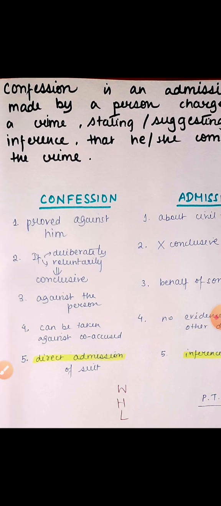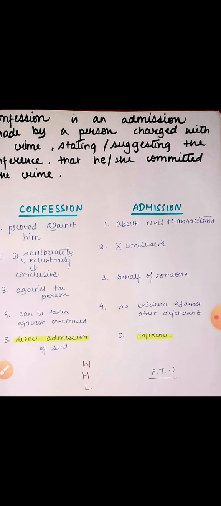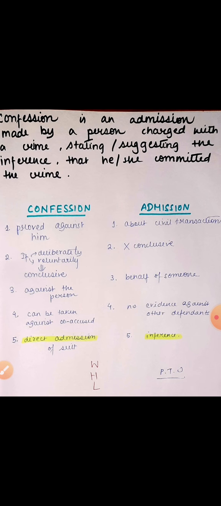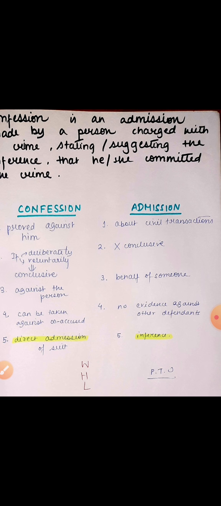Now we have this difference between confession and admission. Confession always goes against the person who is making the confession. First point which you need to write is that confession is a statement made by an accused person to prove something against him. Whenever an accused confesses his or her crime, that goes against the person. Confessions are always proved against the wrongdoer. And admission is about civil transactions, as I said. Anything about civil suits deals with admission. The admittance of something. I am accepting something. It's not my crime. It's simply a statement.